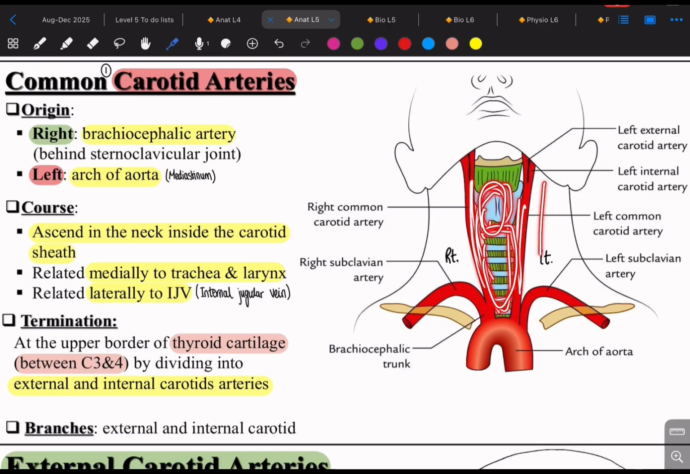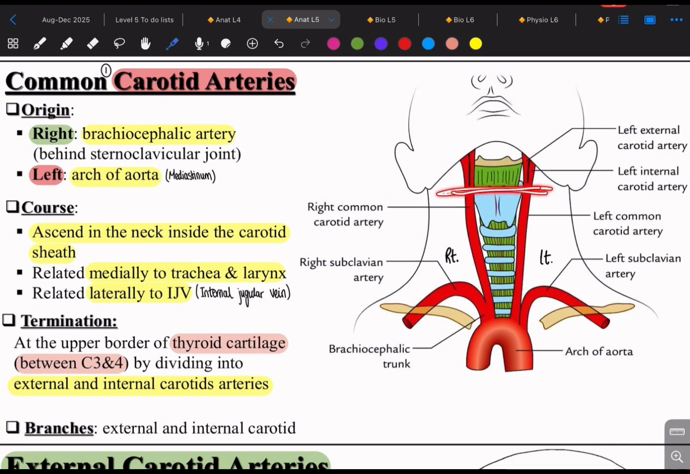Tamam? Laterally, what does it have? It has a vein. This vein is known as the internal jugular vein. We're going to talk about the vein at the end of the lecture, but for now, just remember that the common carotid artery, medially, is associated with the trachea and the larynx. And laterally, it's associated with the internal jugular vein. Okay? What about the termination? Where does it divide? Where does it terminate? Where does the common carotid artery terminate? It terminates at the upper border of the thyroid cartilage.